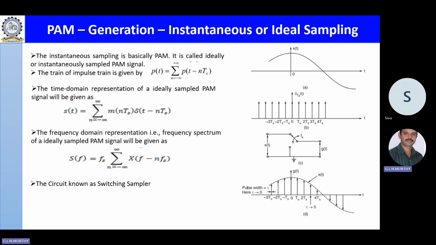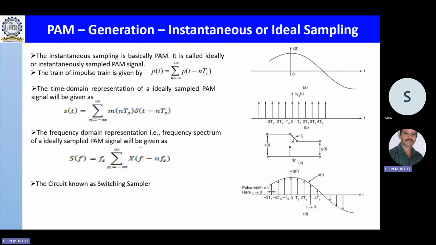Second one, even if possible, the width of the pulses is very, very low. As ideal sampling is going to have almost zero width pulses, power content is negligible. So, second drawback is they are not fit for transmission. Third one, these pulses are having varying amplitudes. So the transmitter must be able to withstand the varying powers. These are the drawbacks of ideal sampling.